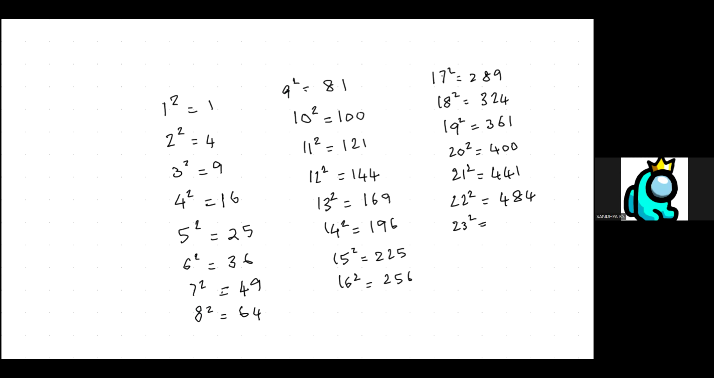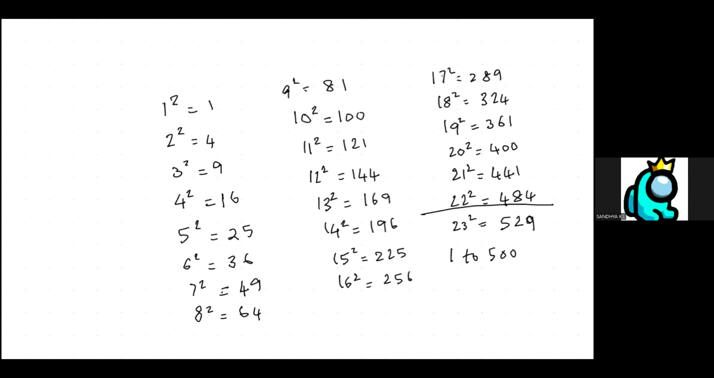529, which is greater than 500. So our question is to find the square numbers from 1 to 500. So we can write till 484 and we can stop. Children, please study till 30 squared. It will be useful for you.